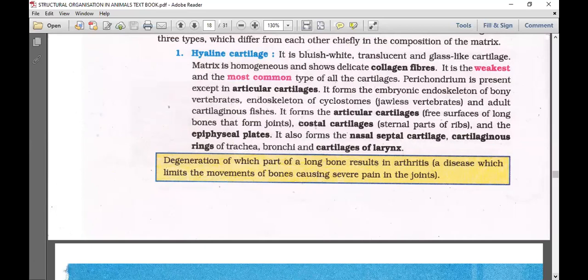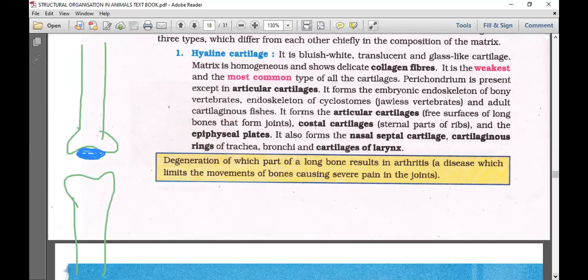Just remember this. We have a question here. Let us read: degeneration of which part of a long bone results in arthritis? A disease which limits the movement of bones, causing severe pain in the joint. Nowadays, everyone knows the name of arthritis, isn't it? So he is asking, degeneration of which part of the long bone? So why are they asking this here?